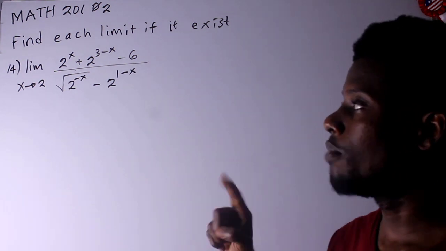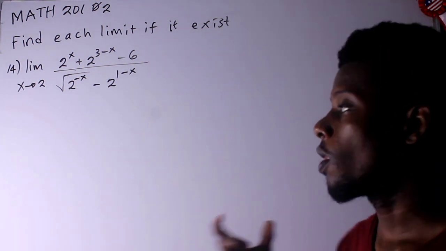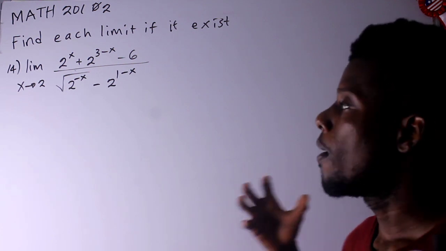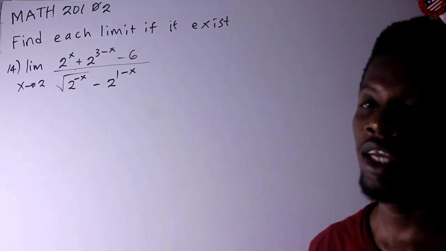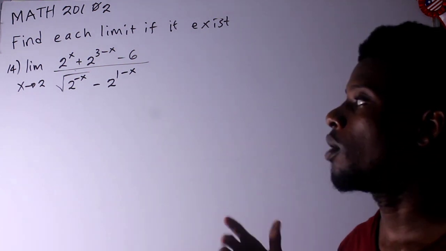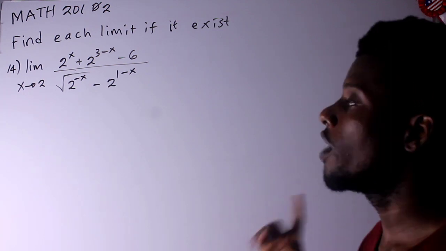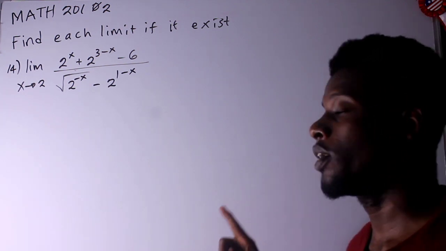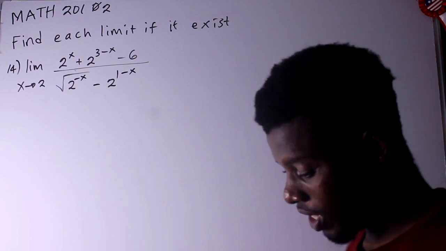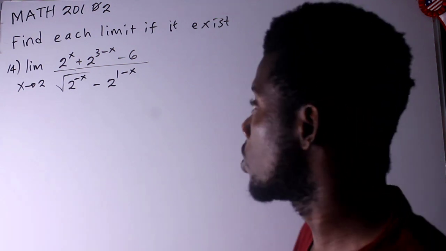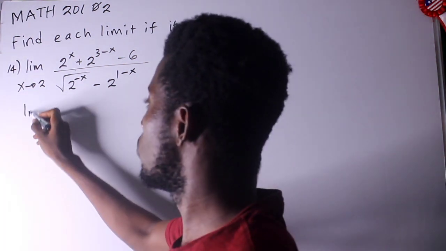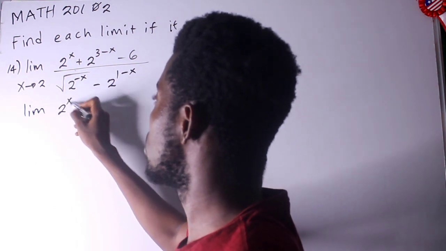We are told to evaluate the limit as x approaches 2 of 2 raised to the power of x plus 2 raised to the power of 3 minus x minus 6, all divided by the square root of 2 raised to the power of negative x minus 2 raised to the power of 1 minus x. Now, this might seem complicated at first, but a little simplification will make it more and more understandable.